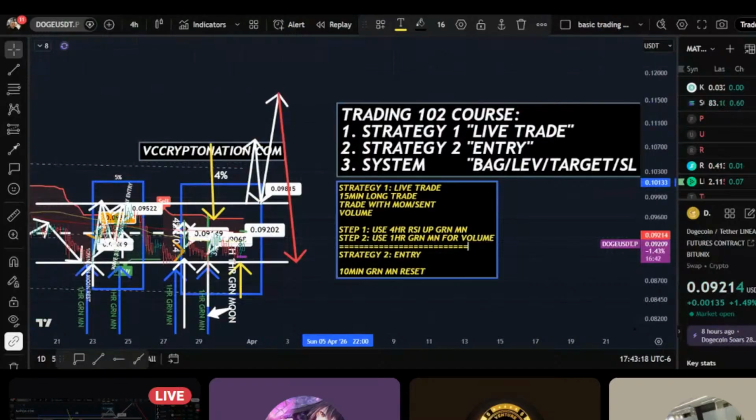Now, if you want to short this, it's the opposite of what you're doing here in a long, right? Which would be the 4 hour blue moon and the 4 hour RSI heading down, and then your entry would be the 10-minute blue moon. It's just the opposite of what you're doing for your long. That makes sense? Yeah. So that's where you're at right now.